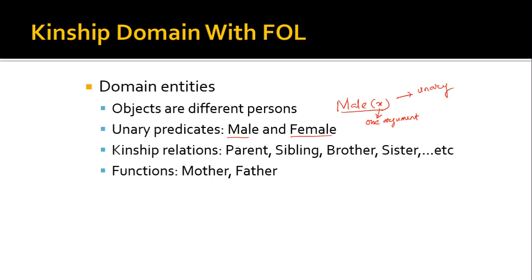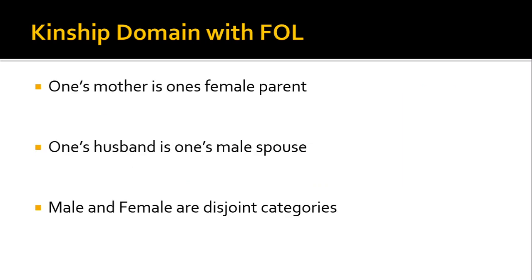And as you have seen, they are binary predicates or relations, right? So other examples of binary relations or predicates are parent, sibling, brother, sister, and so on and so forth. You have functions like mother. So mother of X, say, is equal to Y, right? These are the kind of constructs we are going to use.